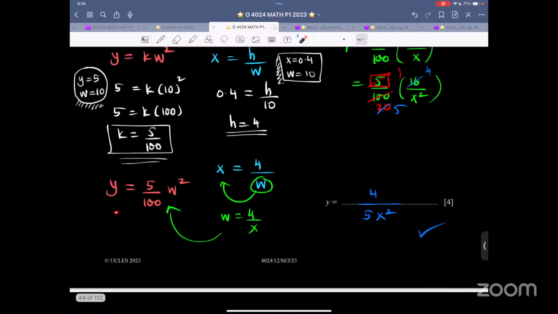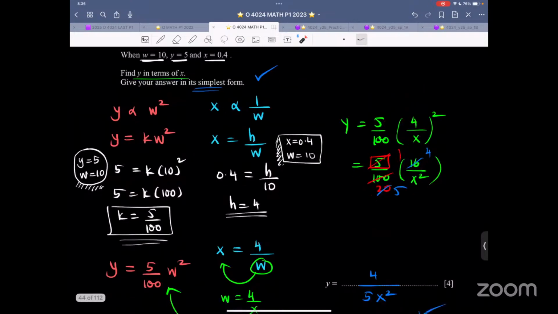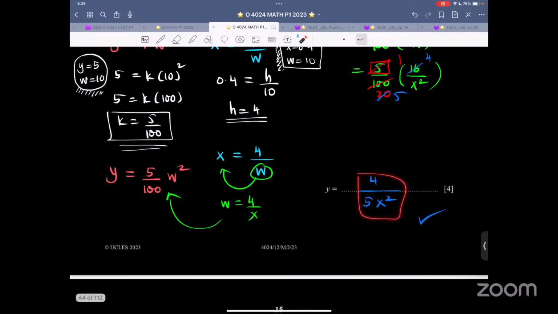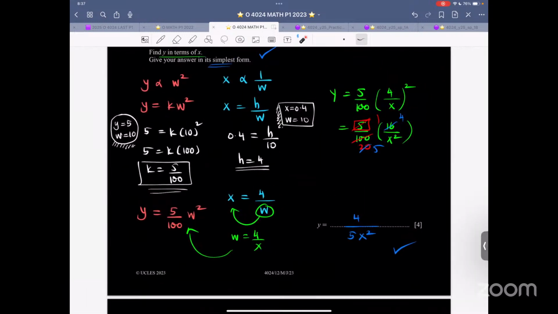Now, y is this thing. x is this thing. So what should I do? Make w the subject. Plug it in over here. w is 4 over x. w square is 16 over x square. So 5 over 100 into 16 over x square. Simplify, you get 4 over 5x square. So nice question. Take a screenshot if you want to.